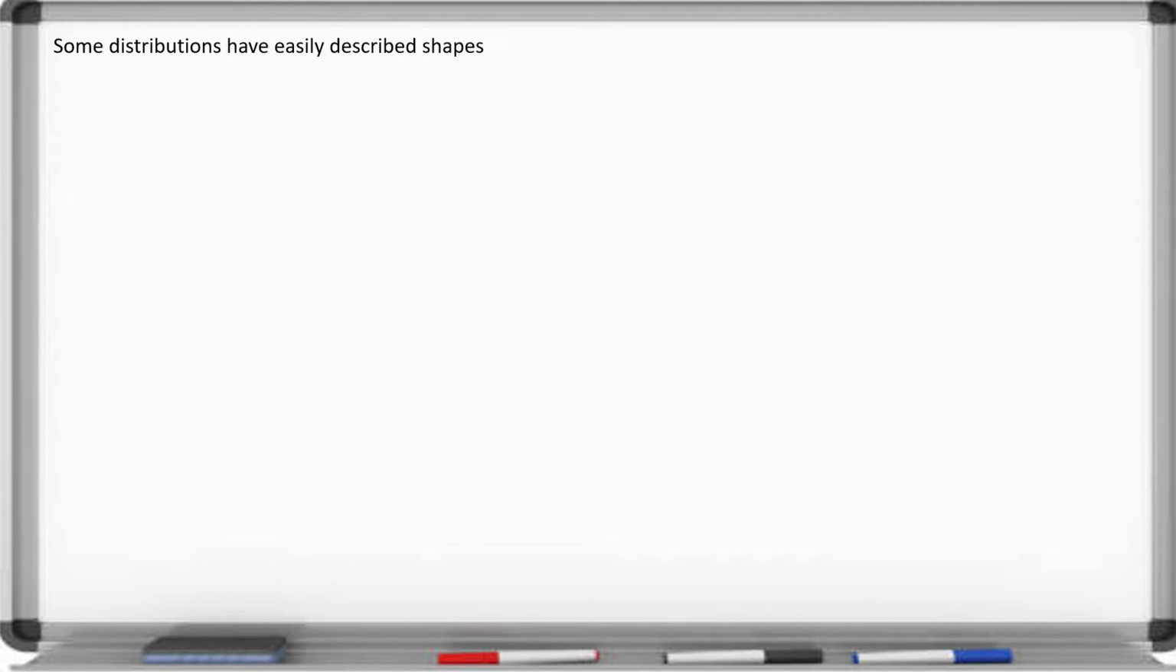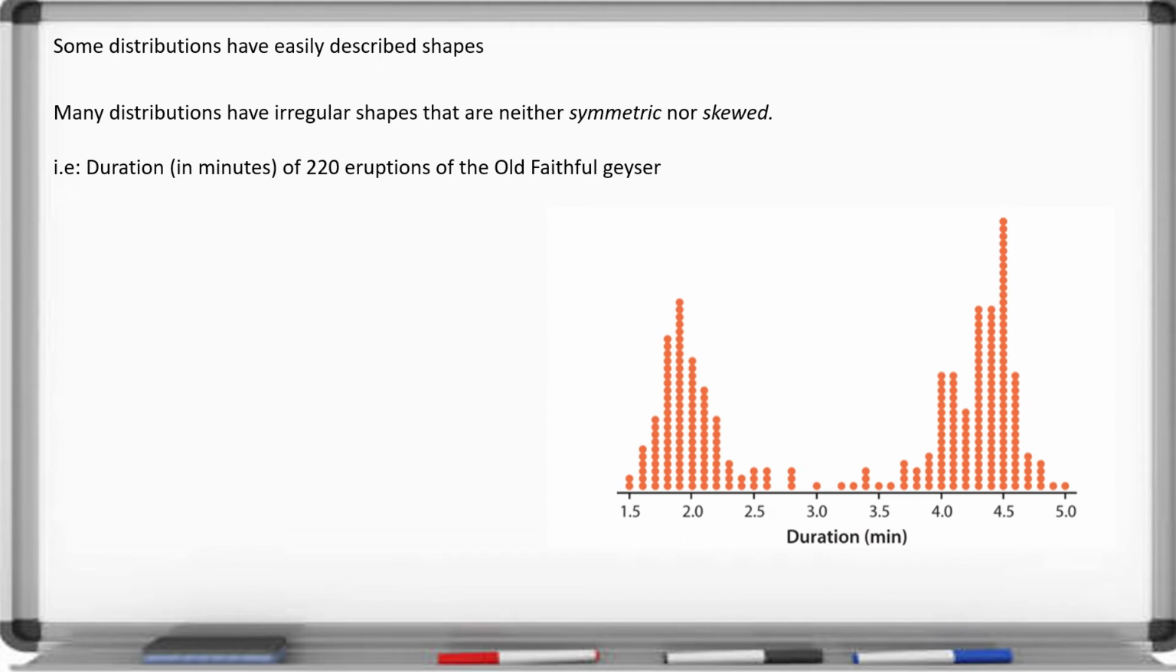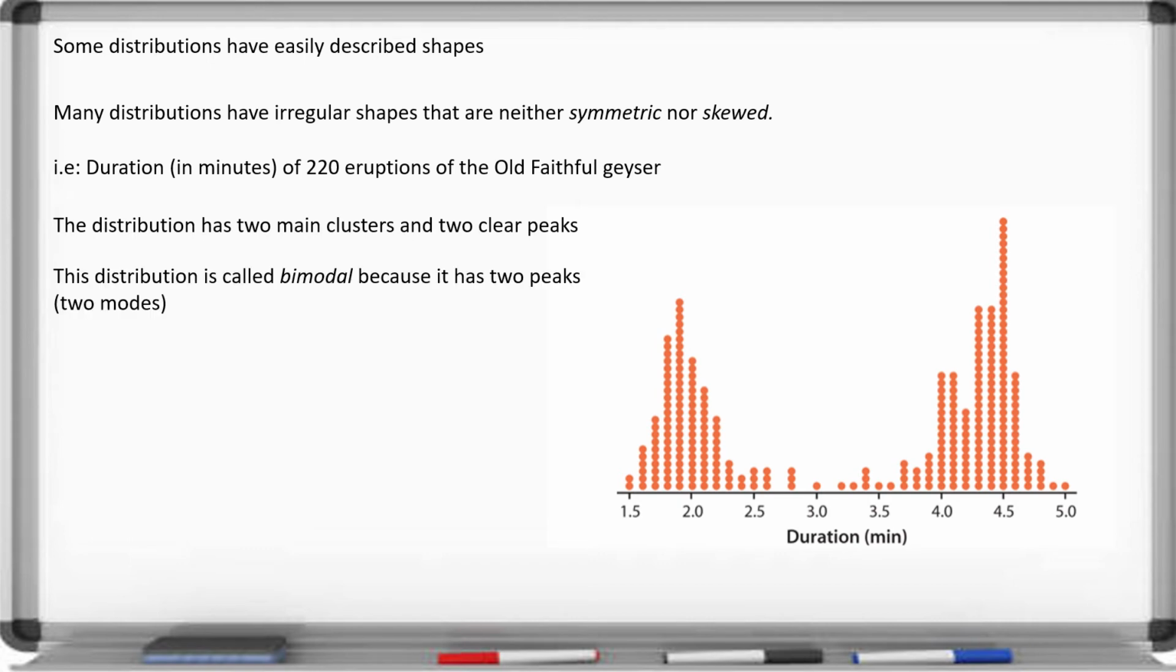So as we can see, some distributions have easily described shapes. However, in the real world, many distributions have irregular shapes that are neither symmetric nor skewed, and they're not so clear cut. In this example, you can see that there are 2 clusters of data. This is the data for 220 eruptions of the Old Faithful geyser, the duration of those eruptions. There are clusters around the 2 minute mark and around the 4.5 minute mark. So there are clearly 2 main clusters and 2 clear peaks, and this is called bimodal.